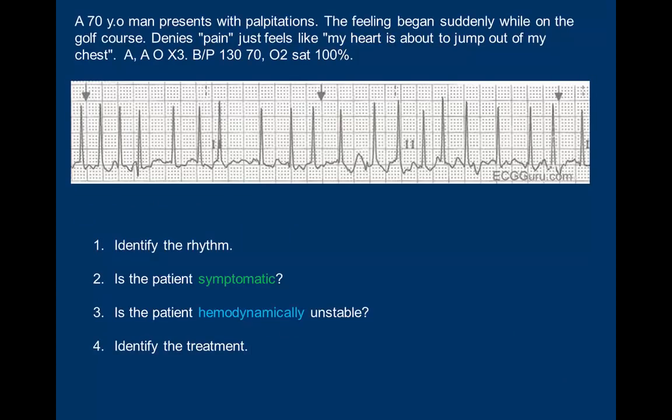Our next scenario is a 70-year-old man that presents with palpitations. The feeling began while he was on the golf course. He denies pain. He just feels like his heart is about to jump out of his chest, and there are his vital signs. So again, we follow the questions, answer the questions, and then figure out the treatment.